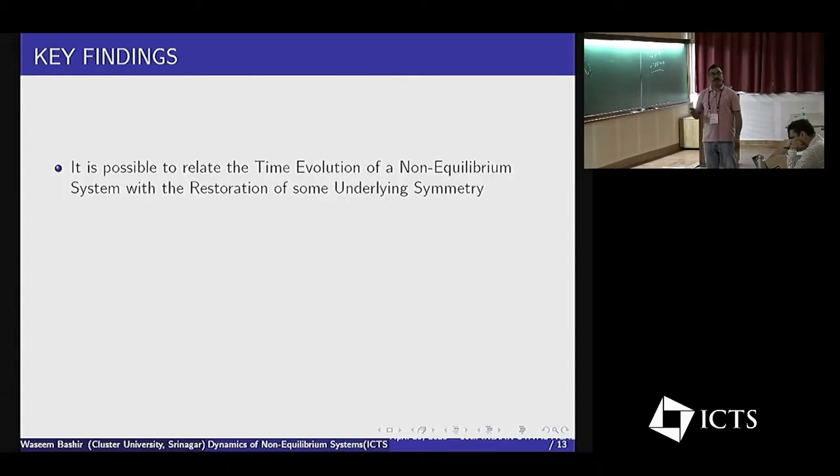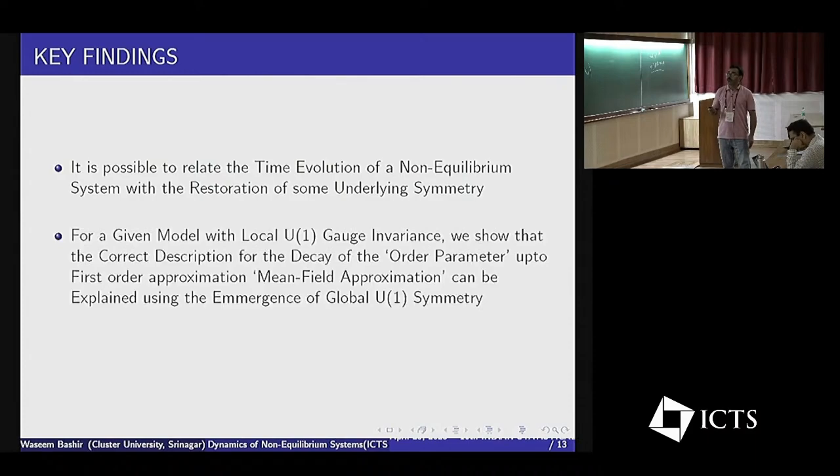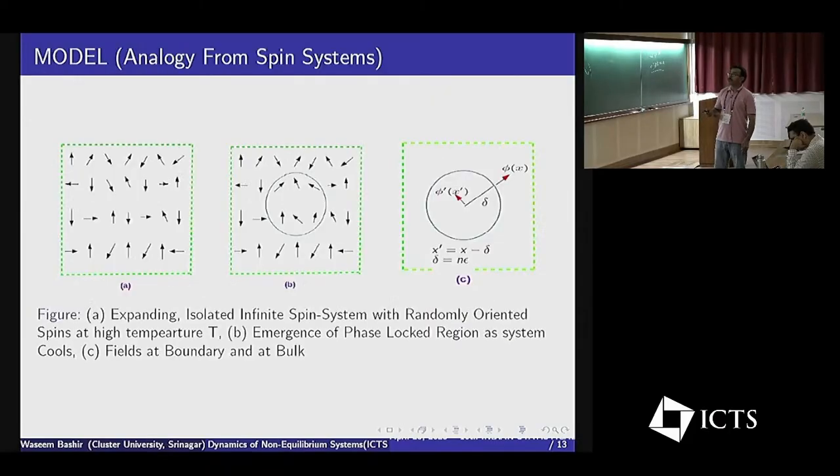It turns out what we found was that it's indeed possible that the time evolution of this non-equilibrium system can be related to the restoration of some underlying symmetry. For a given model with underlying U(1) local gauge invariance, if this local gauge invariance turns into a global one, then perhaps we can find the trajectory of the system, how it equilibrates. So we have taken this analogy model from spin systems.